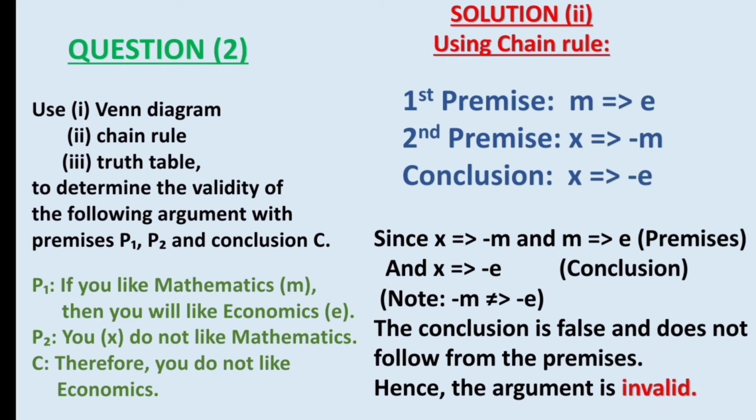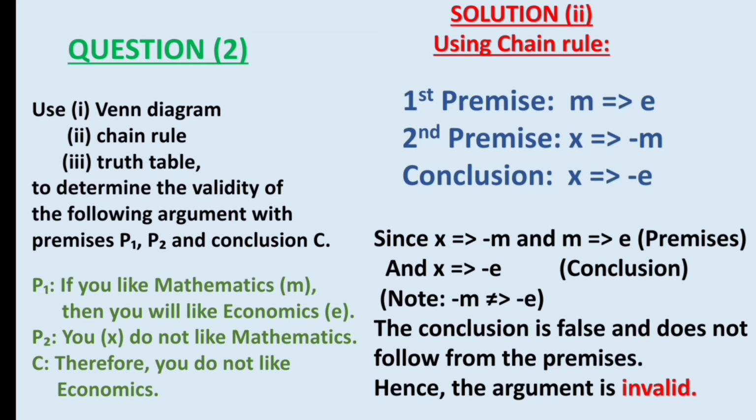Now from the chaining, you can see that chaining the premises in line with the conclusion is not working, because the first premise there says X implies negation M, and the second one is M implies E. You can see that the first one there, negation M, is not the same thing as the beginning of the second one there, which is M.